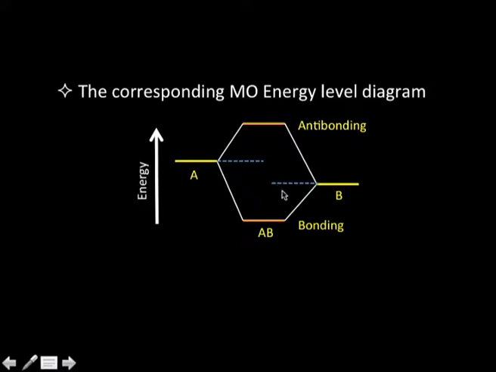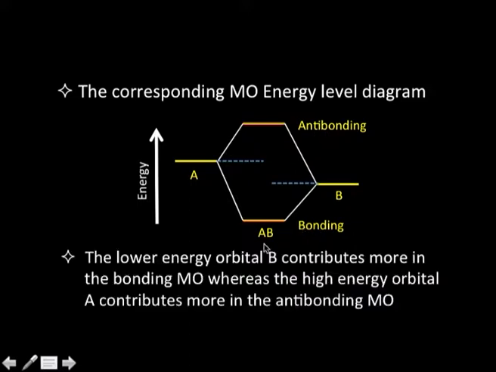Now, let us see how this combination translates into a molecular orbital energy level diagram. This kind of diagram you are familiar with by now. What this represents is that this is the 2s orbital of atom A, and this is the 2s orbital of atom B. These two have combined to give two molecular orbitals, one bonding and one anti-bonding. The bonding molecular orbital has more contribution of the atomic orbital of lower energy, and the anti-bonding molecular orbital has a higher contribution of the orbital of higher energy. This is a very general observation which will be of interest to us when we develop the concept further.